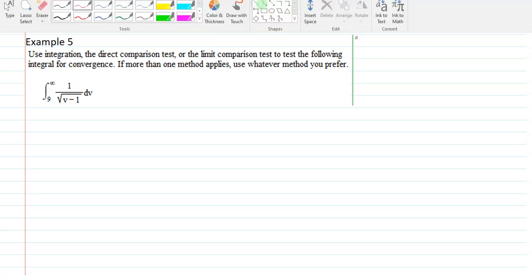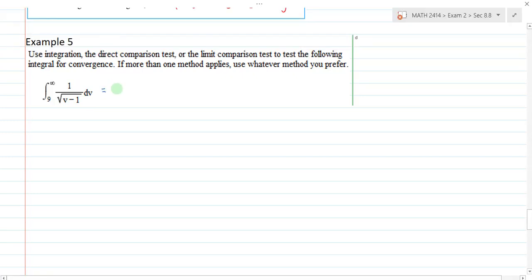Well, the first thing I want to do is rewrite this as the limit as b approaches infinity of the integral from 9 to b of 1 over the square root of v minus 1 dv. Can we integrate this? Yes, we can integrate this if we use a u substitution. What am I going to let u be equal to? v minus 1. So what is du equal to?